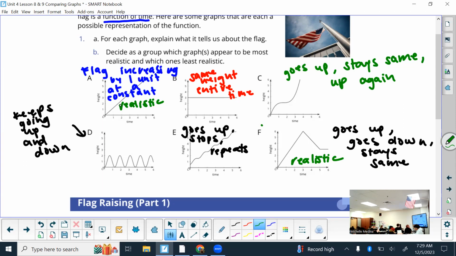Personally, I was thinking E. Because like when you're pulling the flag, you kind of pull until you can't pull anymore. And then you have to reach up again, pull until you can't pull anymore. So I was thinking more along the lines of E. Which ones are probably like the least realistic? Okay, good. Why would you keep putting it up and down, up and down, up and down? Like that's kind of weird. But yeah. So let's see what the book says about that one, because I feel like that one's more of an opinion, what you think is more realistic or not.